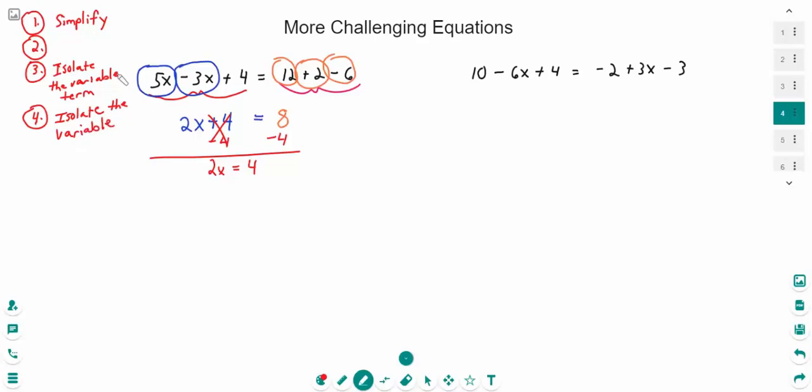All right. So again, just to recap, we first simplify. Then for right now anyway, we'll skip to step 3, isolate the variable term. Okay. And then we isolate the variable. So we got the variable term all by itself here. Next step is to get the variable all by itself. And we do that by dividing by 2, right? And then we have our answer. Now we have x equals 2.